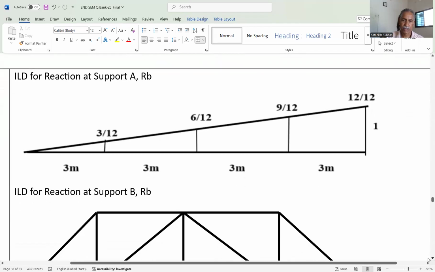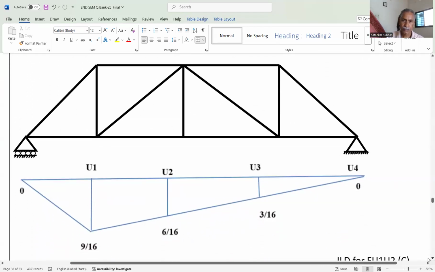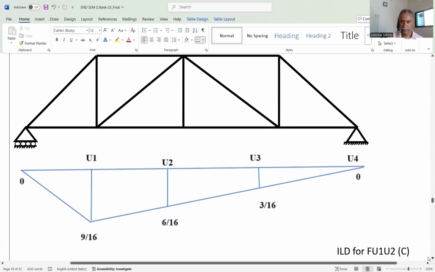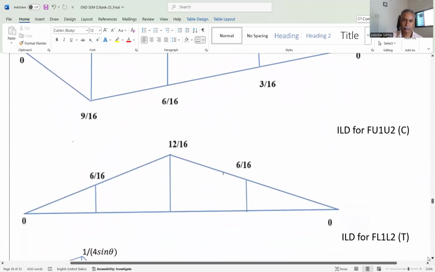Then this is the ILD for U1U2. How can we find it out? Let us discuss.